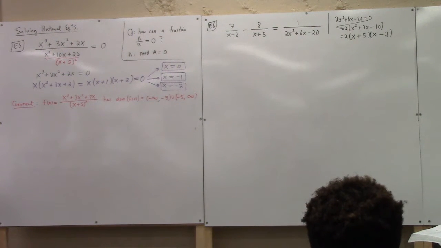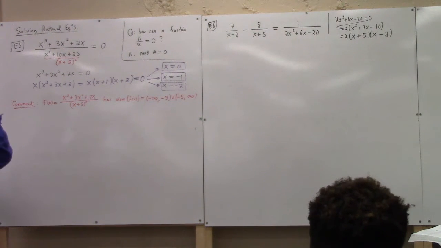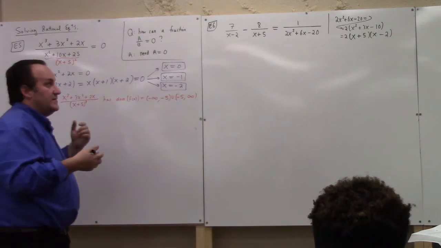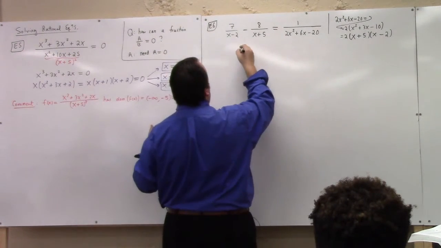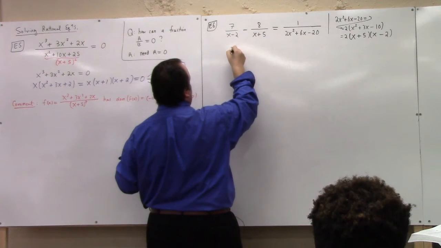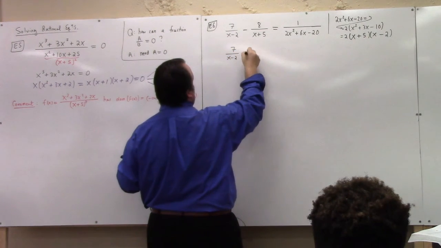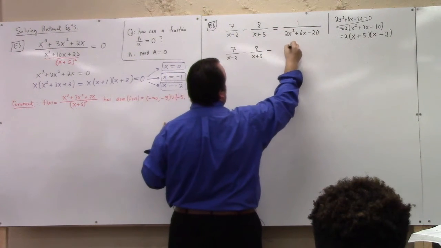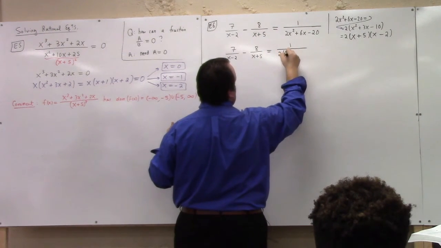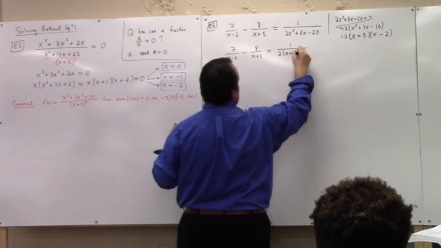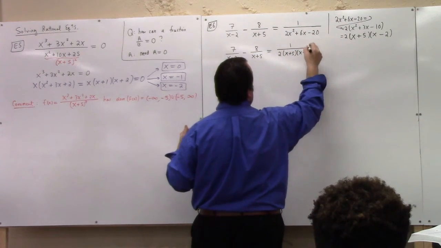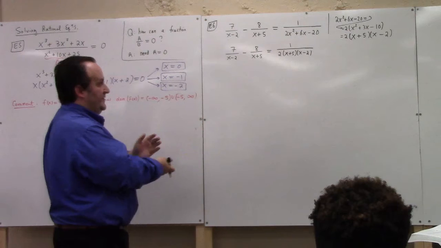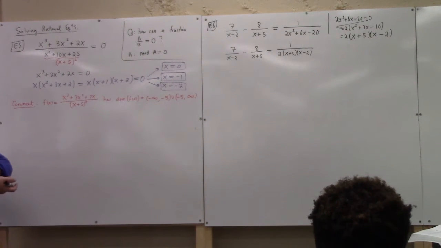So actually, we're faced with something where we can cross multiply, like multiplying this equation. Let me rewrite the equation one more step here. So this is 7 over x minus 2 minus 8 over x plus 5, right? And that's equal to 1 over 2 times x plus 5 times x minus 2, right? That's what we're facing. So a simple way to solve this kind of problem is just to multiply by the common denominator.